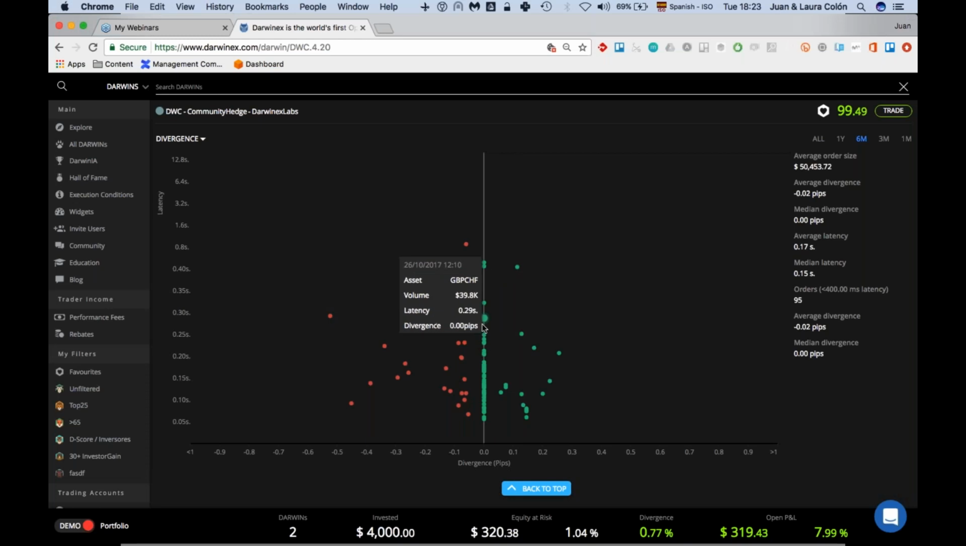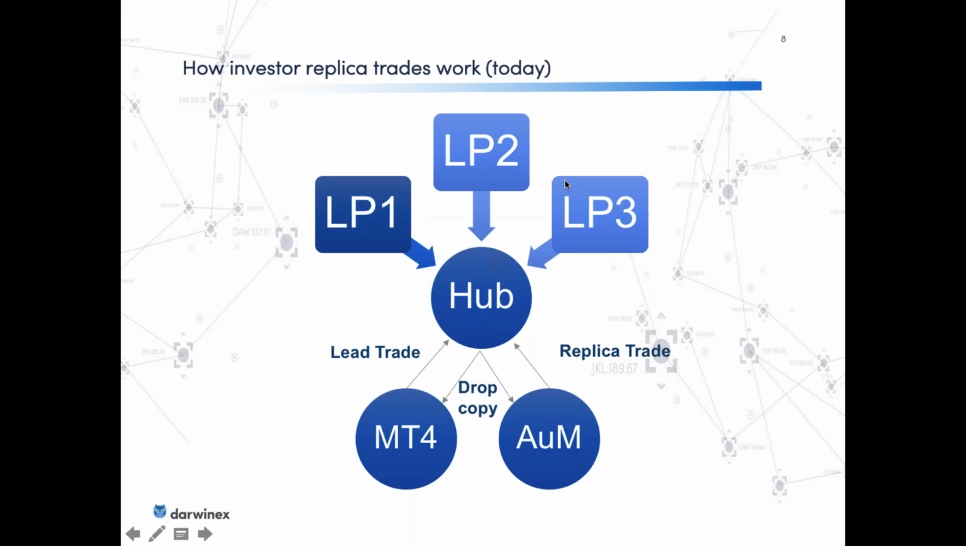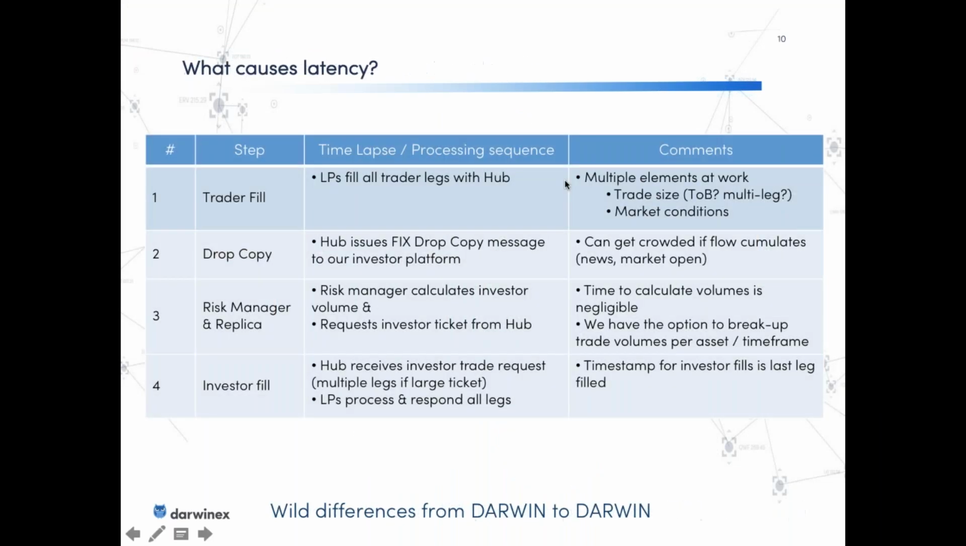And the divergence we would quote here would be the volume weighted average price for all the investor fills. That's how it works in practice. Okay. Let's go back to the table. So the trader gets the fill, and once all the trader's legs have been filled, we get the trader estimate. Then we receive the drop copy.